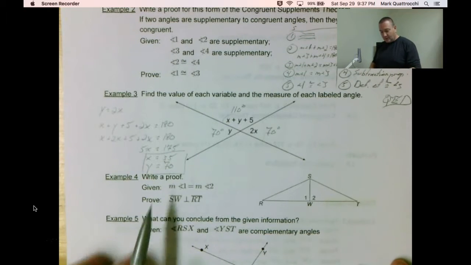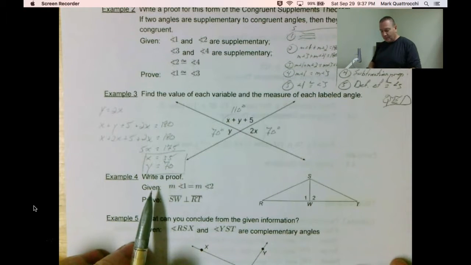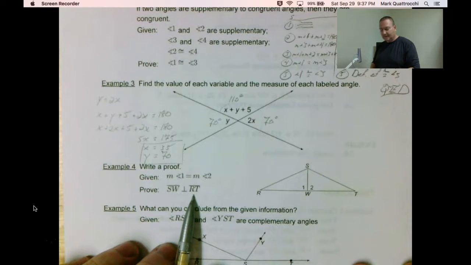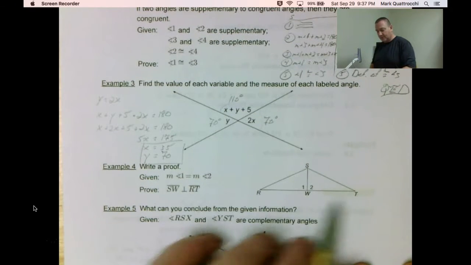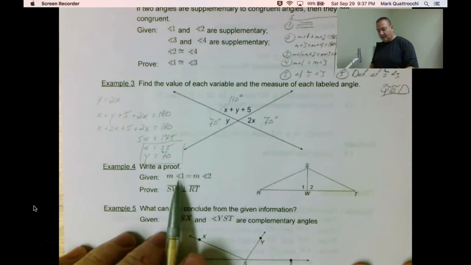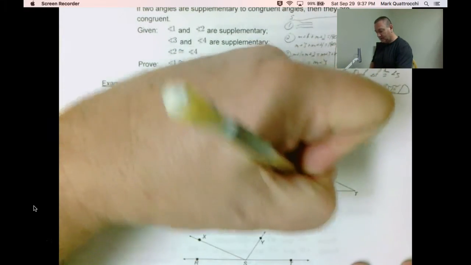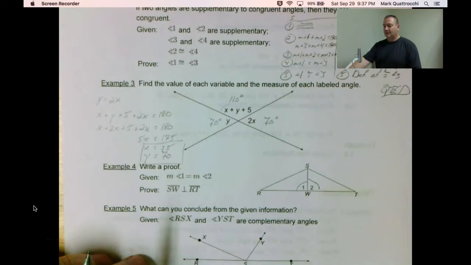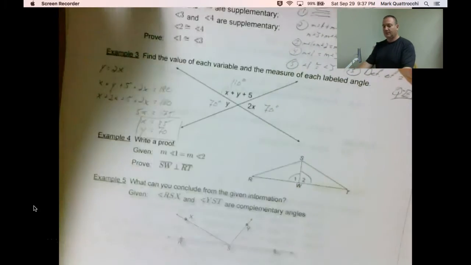Okay, so now we want to write our first proof. Our goal is to prove that segment SW is perpendicular to segment RT. SW perpendicular to RT. We're given that angle 1 is congruent to angle 2. That's what we're given in this diagram here. So let's go through a proof that I've already done for us here.